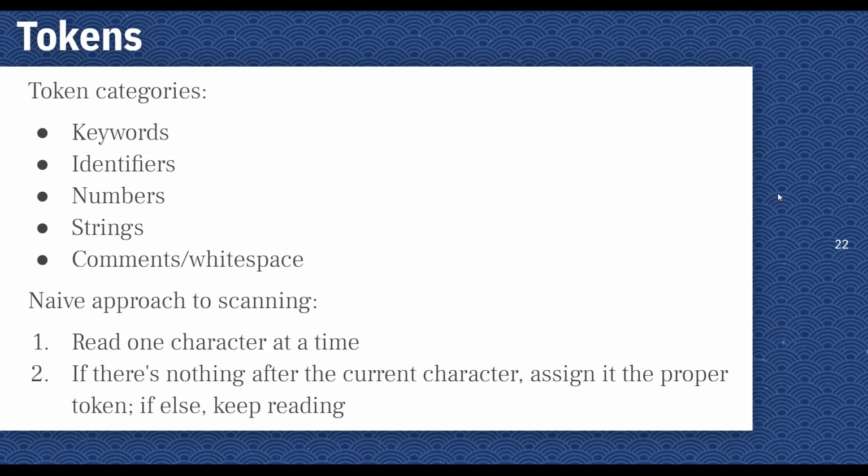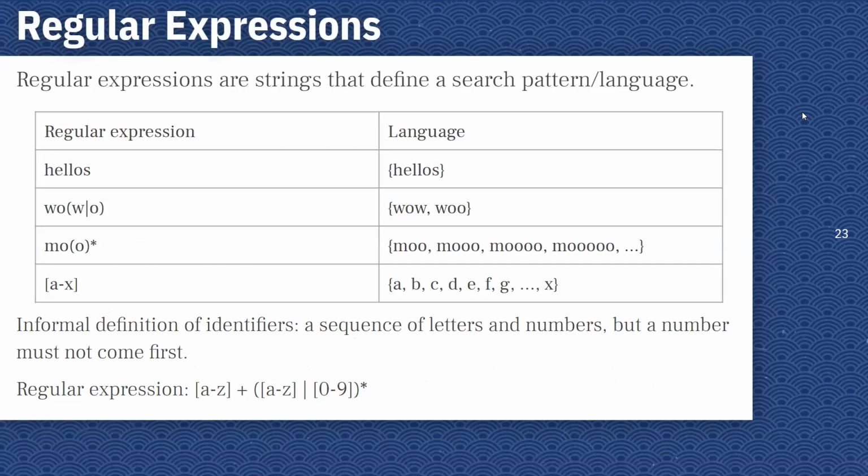So the actual approach that most compilers use for the scanning step is regular expressions. So instead of going character by character, we can evaluate entire tokens at once using what's called regular expressions, which are strings that define a search pattern or language. So as an example, the regular expression hellos defines the language hellos. And what this means is that only the string hellos would be matched by the regular expression.